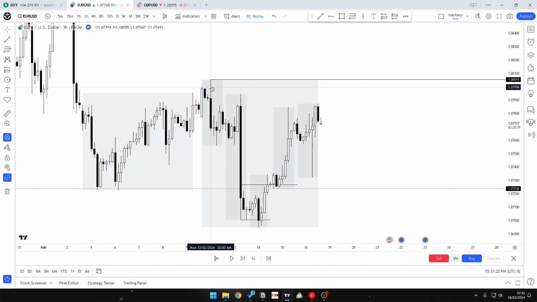You can see that the London session from 2 to 5 was the high of the day for Monday, which was the high of the week for this week 2. And then same thing here on the 3-hour candlestick. Between 2 to 5, price made the low of the day for Wednesday, which was also the low of the week, and then reversed on the upside.